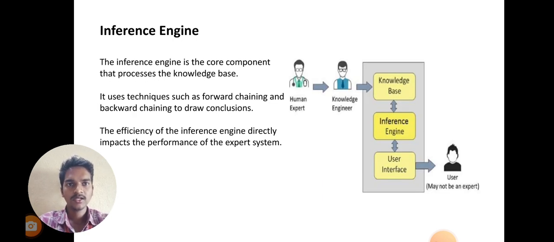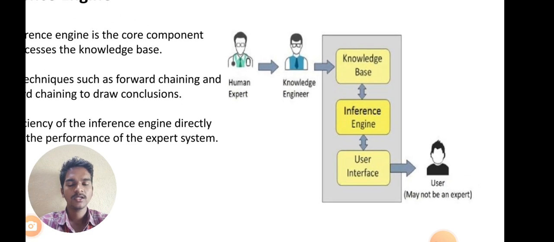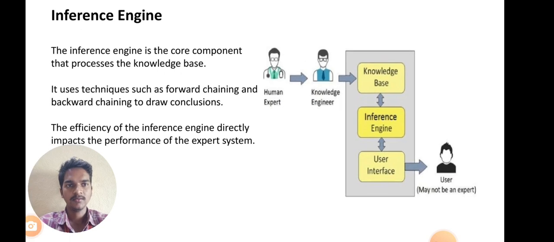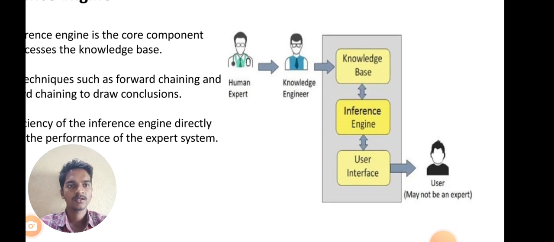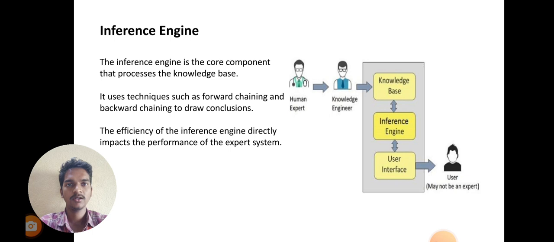The inference engine is the core component that processes the knowledge base. It uses techniques such as forward chaining and backward chaining to reach conclusions. The efficiency of the inference engine directly impacts the performance of the expert system. Here is a small diagram about the inference engine: the human expert, the human knowledge engineer, the knowledge base, the inference engine, and the user, who may be an expert. So we get some idea about the inference engine by knowing the diagram.